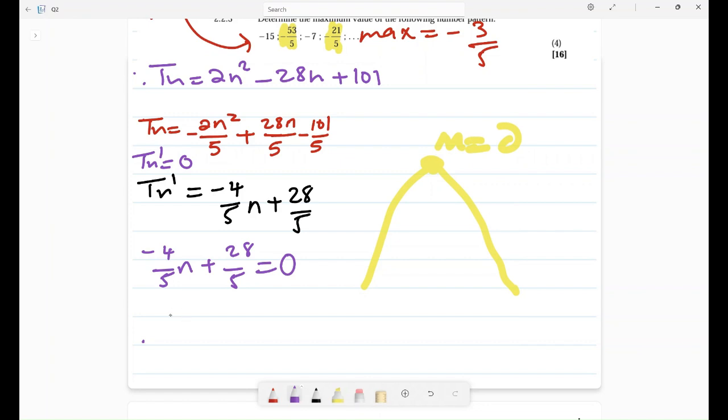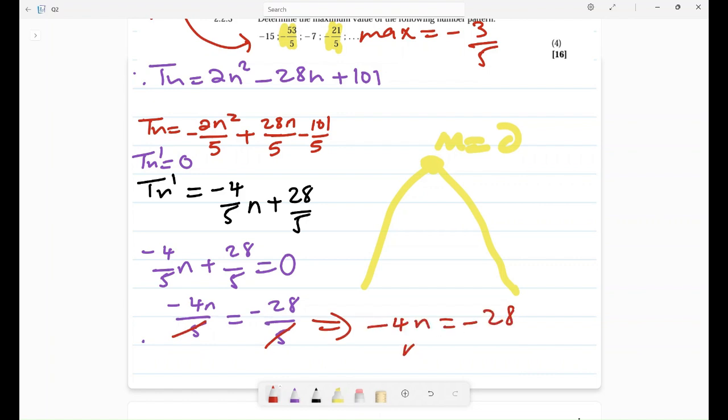To 0. When I solve this mathematically, I get negative 4n divided by 5 is equal to negative 28 divided by 5. But these 5s are the same in the denominator, right? So this is the same as saying negative 4n is equal to negative 28. Therefore, n, when I solve for it, is 7, right?